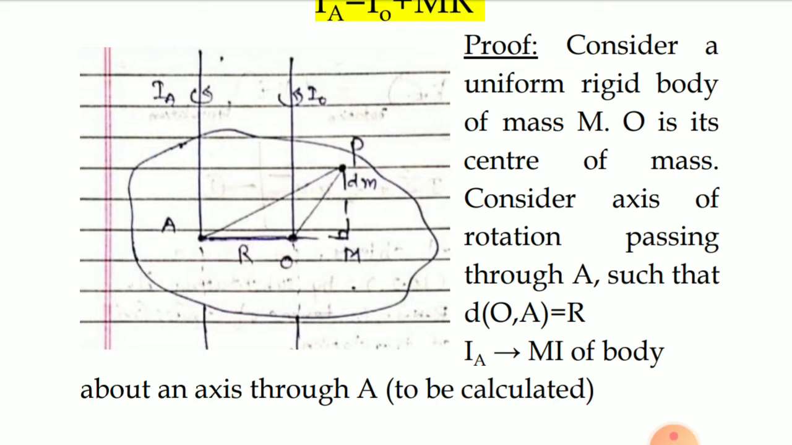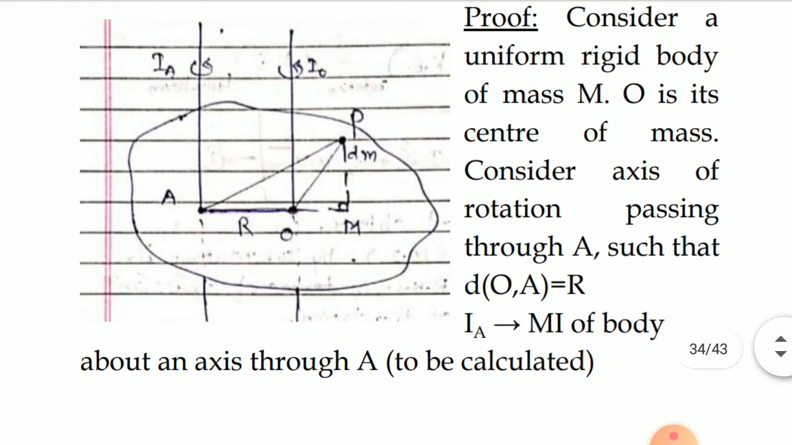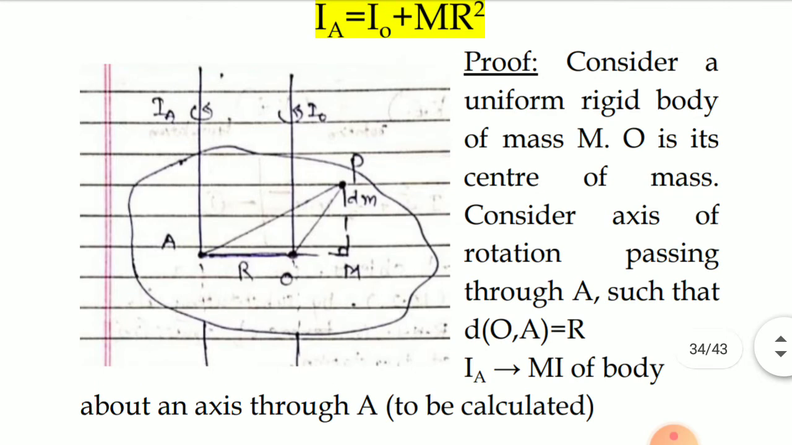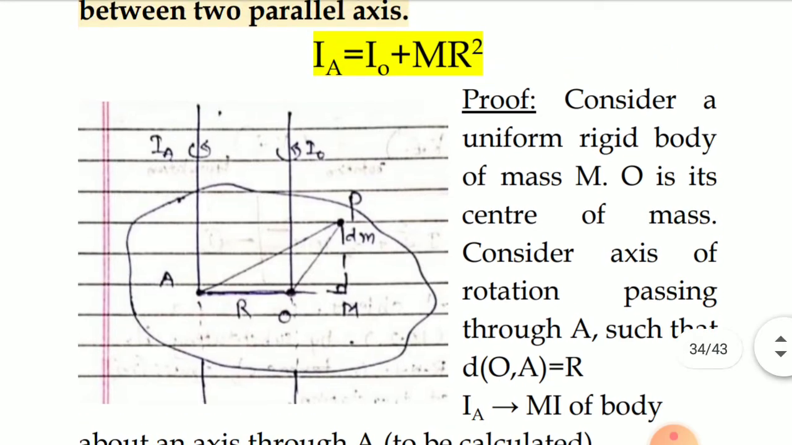The parallel axis passing through A to that axis passing through O, if I want to find its MI about that axis which is parallel passing through A, then its MI, Ia, if I call it that, is equal to this IO plus the entire mass of the body into the square of the distance between that axis passing through O and the axis passing through A. That distance AO in this diagram is seen to be R, that squared.